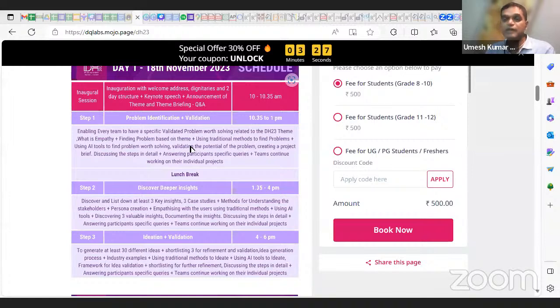So what happens is, by announcing only on that day, everybody comes there with a blank slate, and they follow the steps that are being taught in the 2-day Design Hackathon, and they solve the problems. All right. Once the theme is announced, there will be a further briefing on how the theme can be interpreted, what the theme means, and the scope of the theme will be discussed.